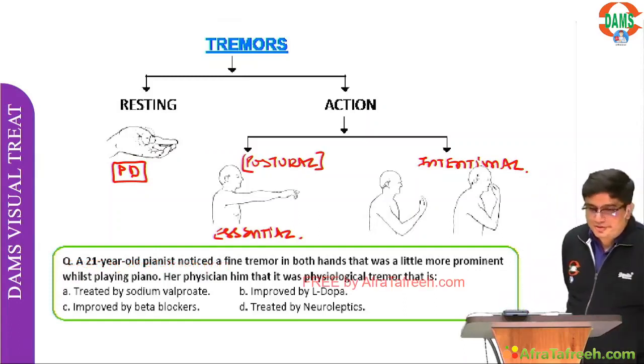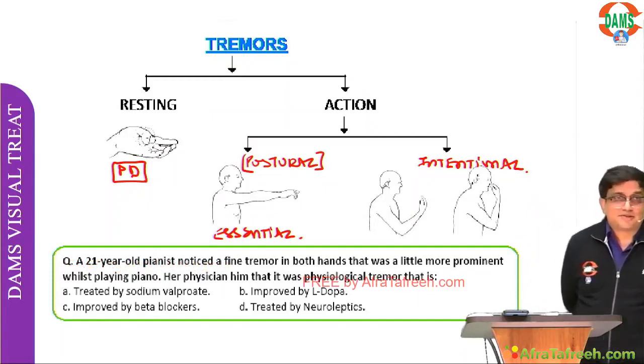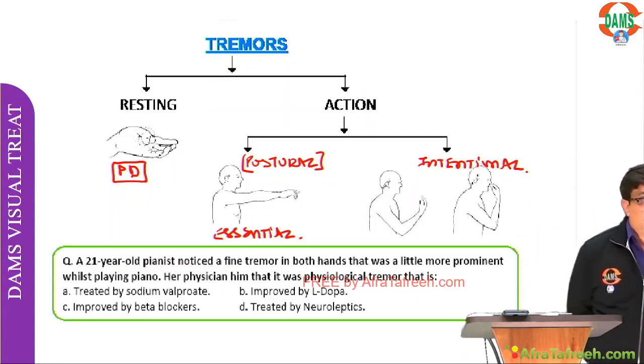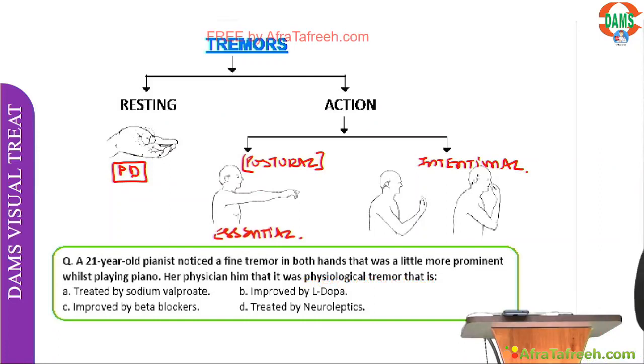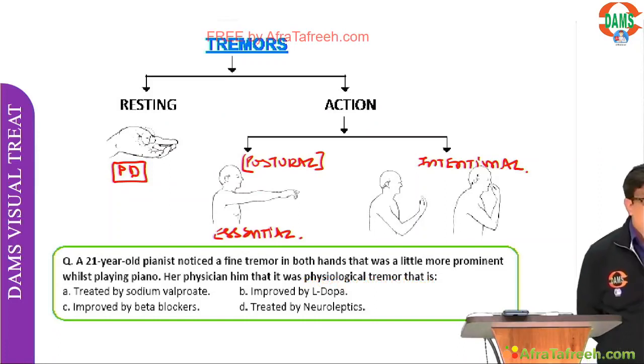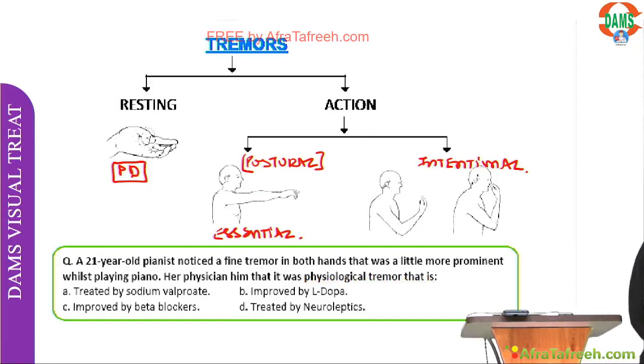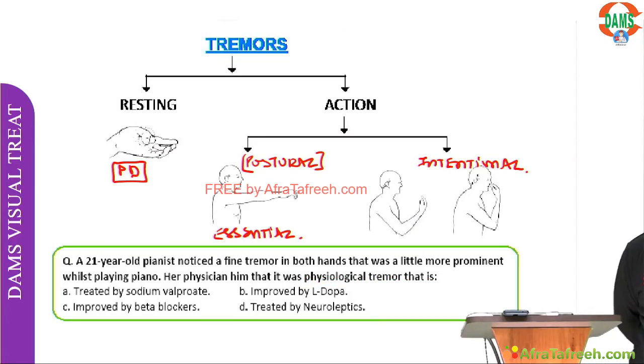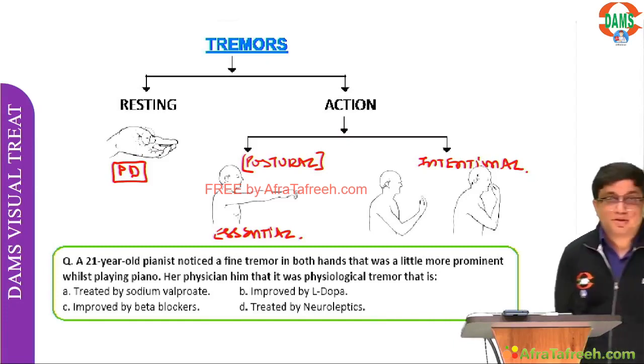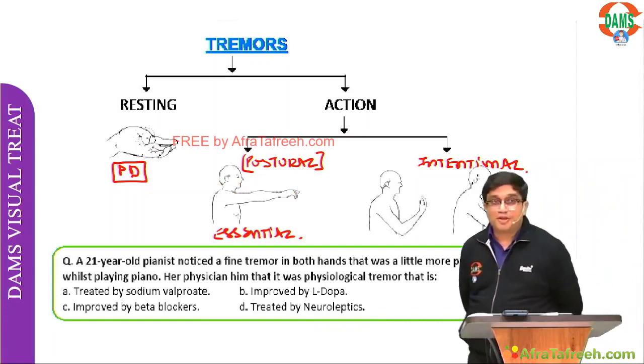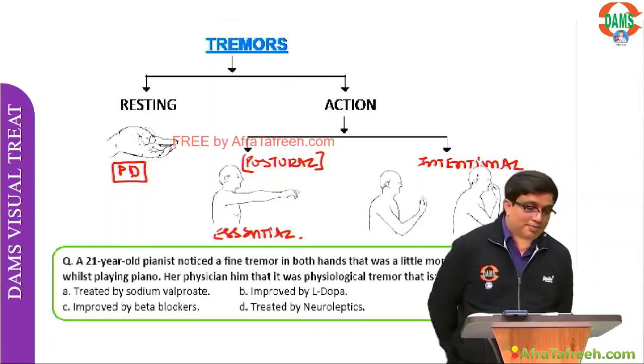Now let's answer this question. A 21-year-old pianist noticed a fine tremor in both hands that was a little more prominent while playing the piano. Her physician told her that it was a physiological tremor. What should be the ideal treatment for it? Should I start the patient on sodium valproate, neuroleptics, levodopa, or some kind of a beta blocker?